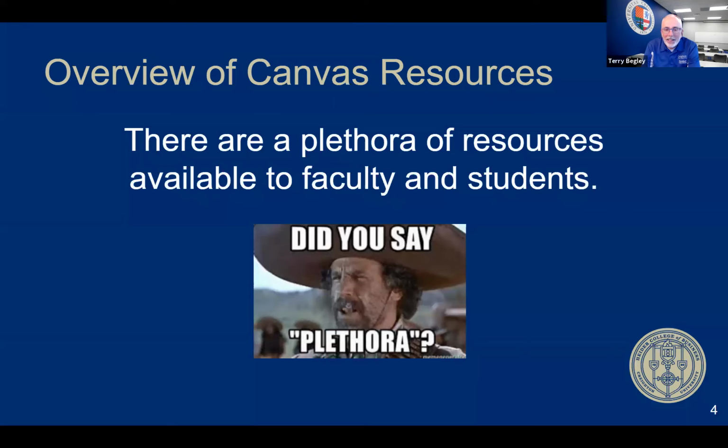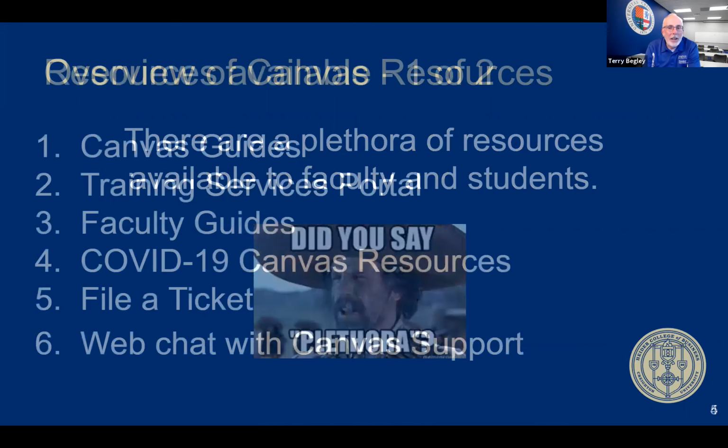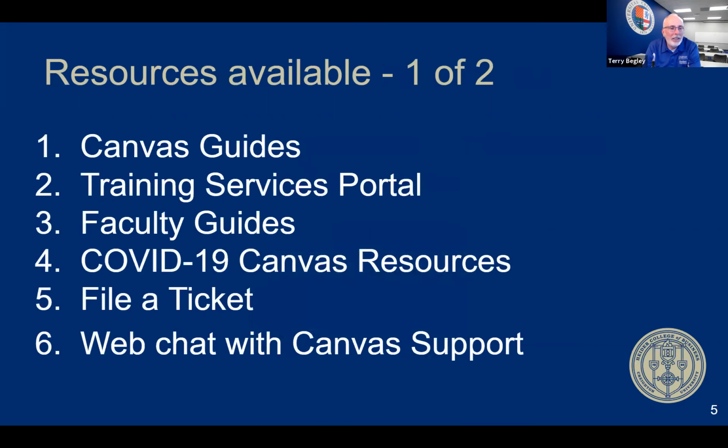So from the Three Amigos movies, we've got a plethora of resources available, some of which I use a lot, others which I hardly use at all. But I thought I'd give you a list. I've got 12 things that you can do that are available inside Instructure, inside of Canvas, and outside of it as well.